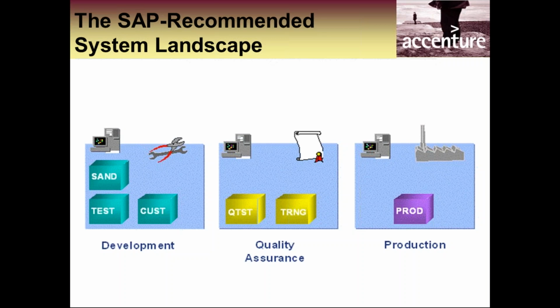So presentation. Here, development, quality, and production. Again, in development, how can we differentiate it based on the client boxes? Client number 100 is for the client role. Client number 200 is for testing. Client number 300 for customization. Client number 400 for quality assurance. Client number 500 is for training.